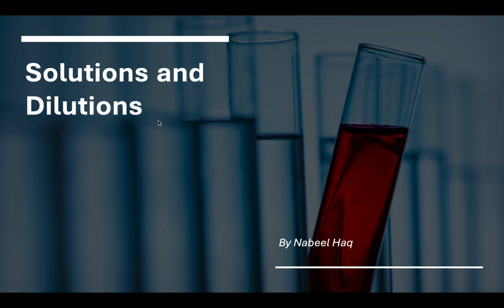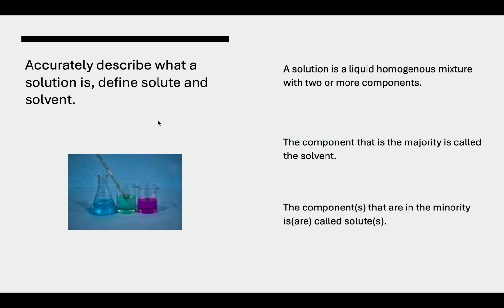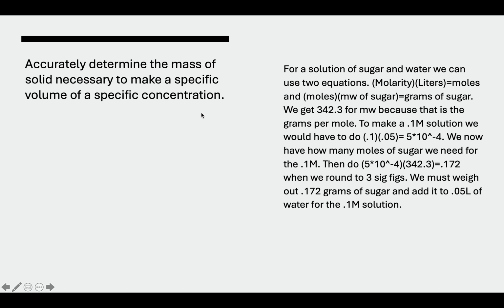Solutions and dilutions by Nabil. A solution is a liquid homogeneous mixture with two or more components. The component that is the majority is called the solvent, and the component that is in the minority is called the solute. So, accurately determine the mass of a solid necessary to make a specific volume of a specific concentration.